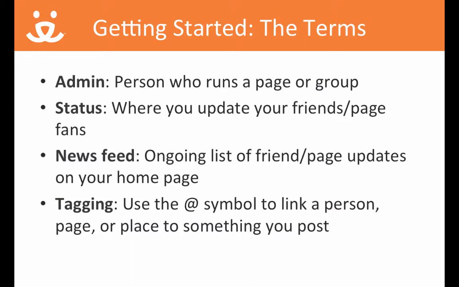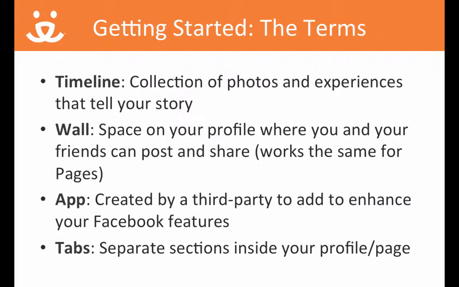So getting started, the terms. If you're not familiar with Facebook, these might be helpful. An admin is the person who runs the page. Status is your post. Your news feed is what shows up when you're using the page, what comes up on your main page. Tagging is when you're able to link to people or organizations. The timeline is your collection of photos and experience, your brand story. The wall is a space on your profile where other users can write comments. An app is a third-party feature that allows you to link to other places.